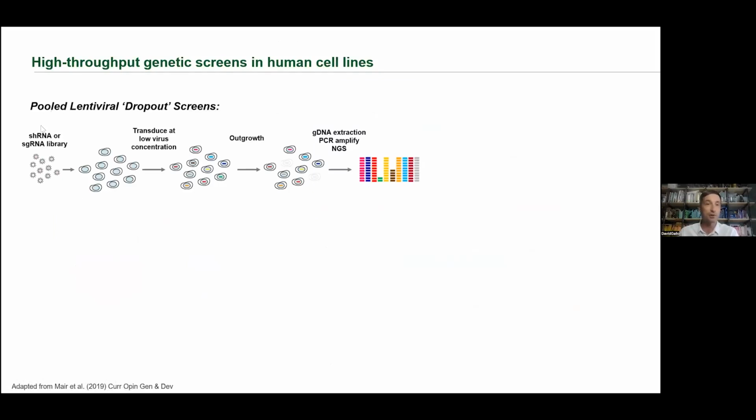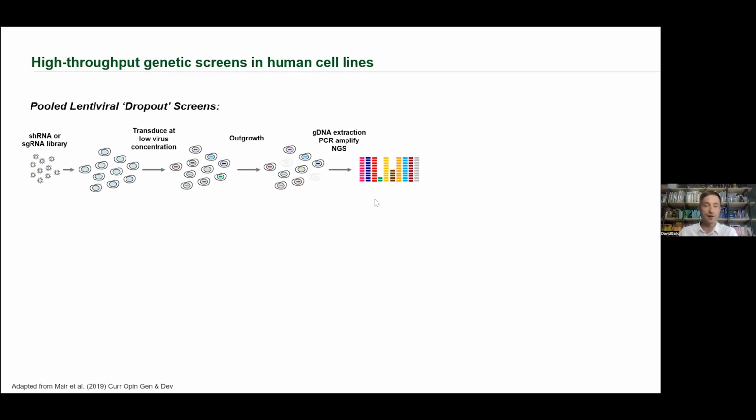So what you start with is a synthetic guide RNA library. This library has 3 or 4 guides for each gene in the human genome. You introduce it into your cells at a low titer, so that you get one guide into each cell. Each cell then harbors a single gene deletion. You grow that out, and these are all barcoded, so you can do barcode next generation sequencing and understand which genes, when knocked out, are essential in that background. Okay, so that's the idea of a pooled lentiviral dropout screen.